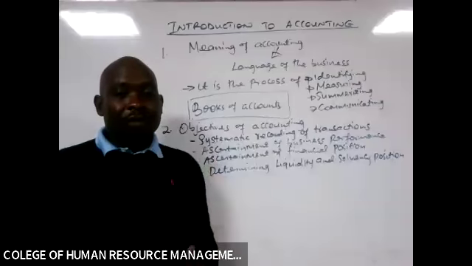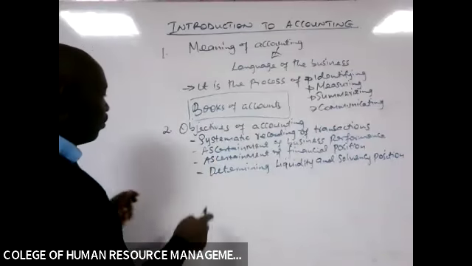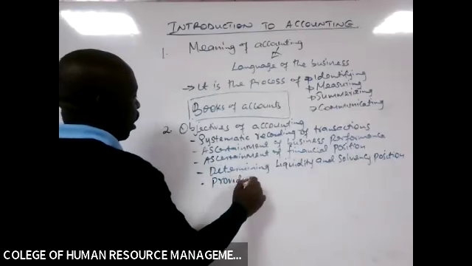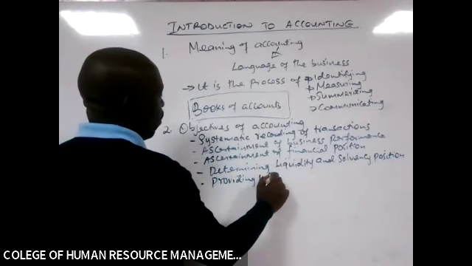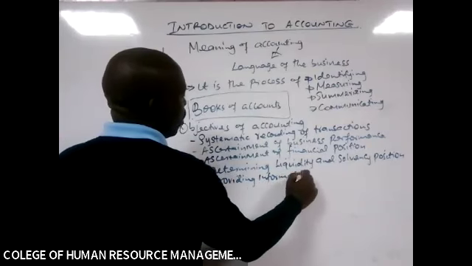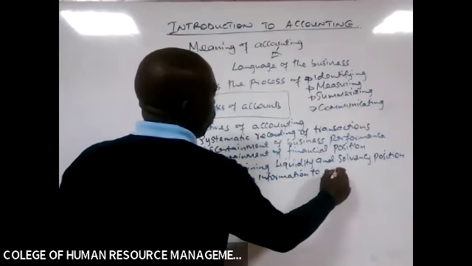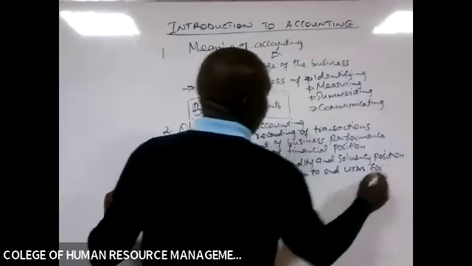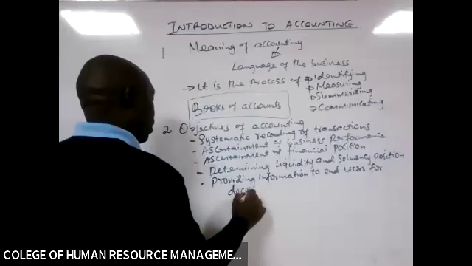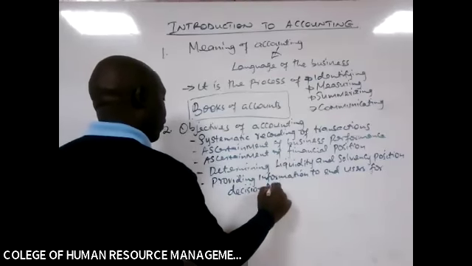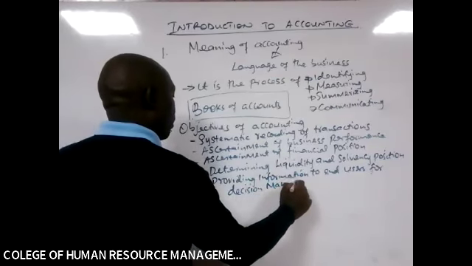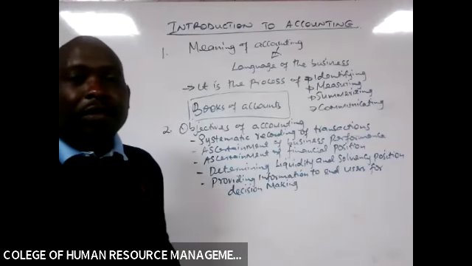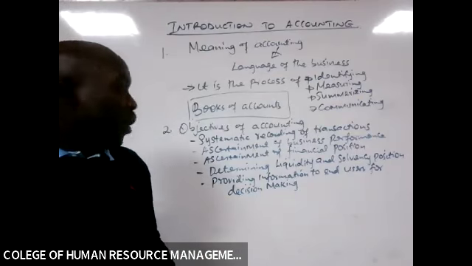And then the last objective is the objective of providing information to end users for decision making. Providing information to the end users for decision making.